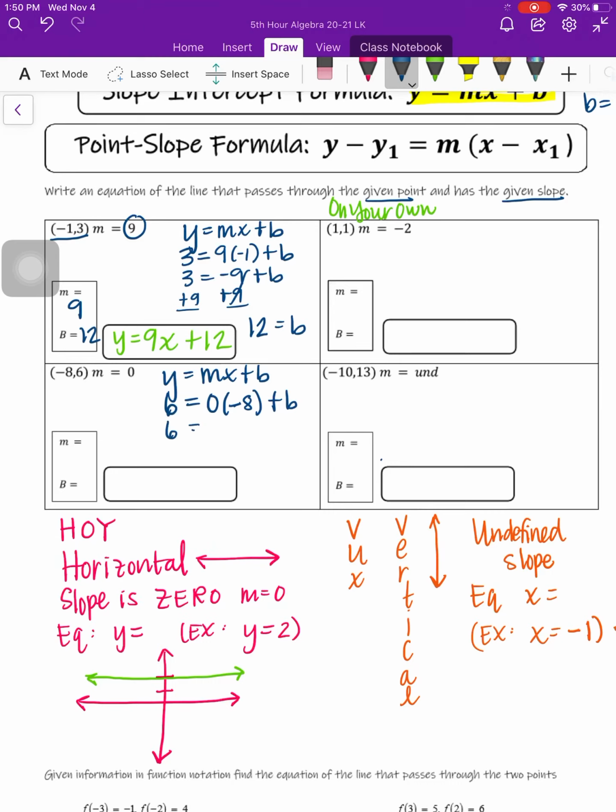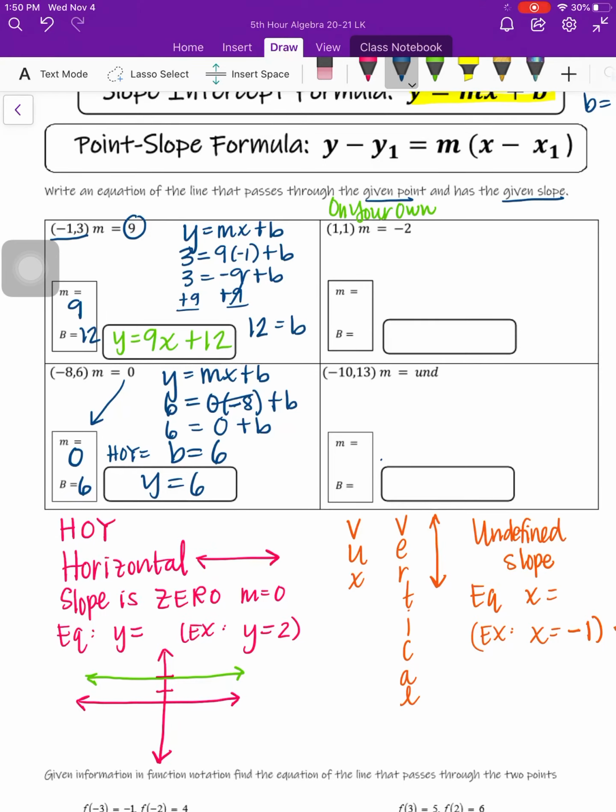So this means 6 = 0 times the number, which is just 0, plus b. So 0 plus a number to make 6, b = 6. I'm going to fill in this box over here that the slope is 0. That came from the given problem, and I found my b value was 6. And because the slope is 0, this is a HOY, y =. So that equation is y = 6.